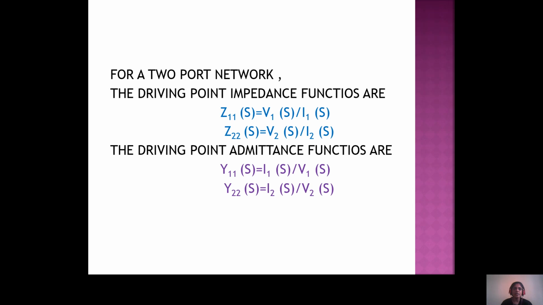So the driving point impedance functions are Z11(s) = V1(s)/I1(s), and Z22(s) = V2(s)/I2(s). Same thing, the driving point admittance functions are Y11(s) = I1(s)/V1(s), and Y22(s) = I2(s)/V2(s).